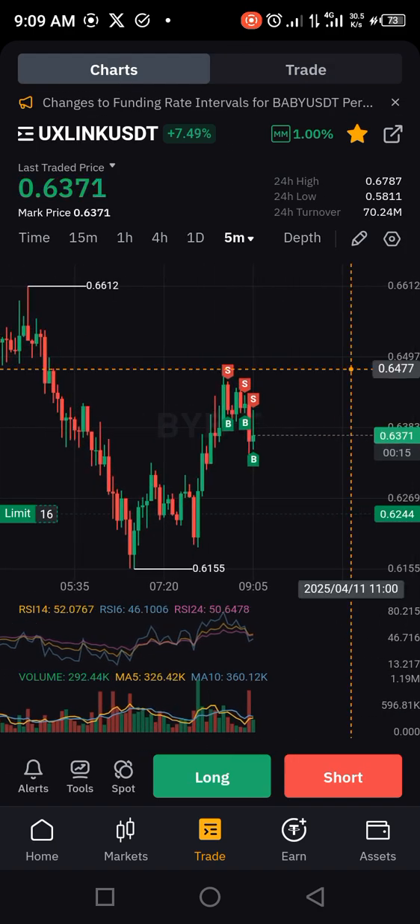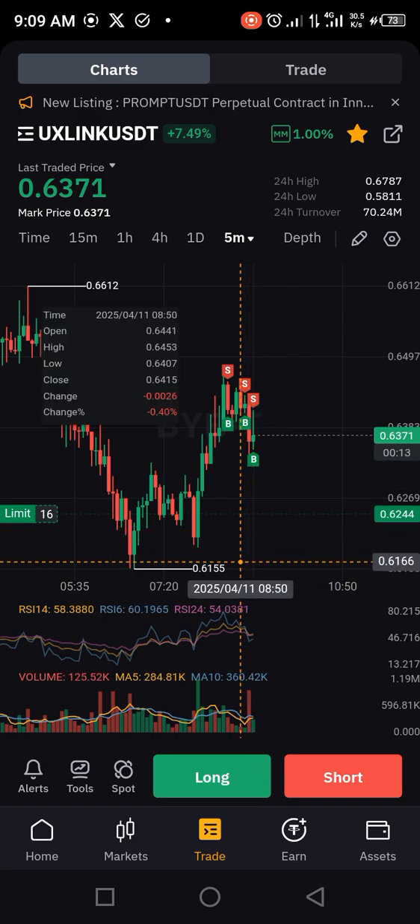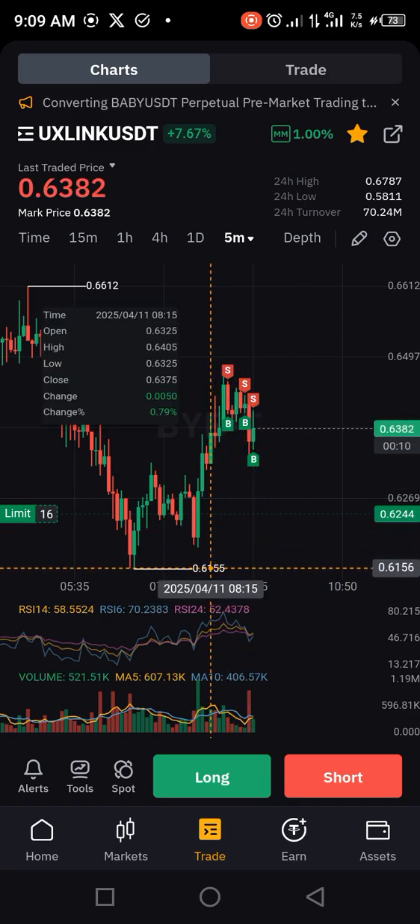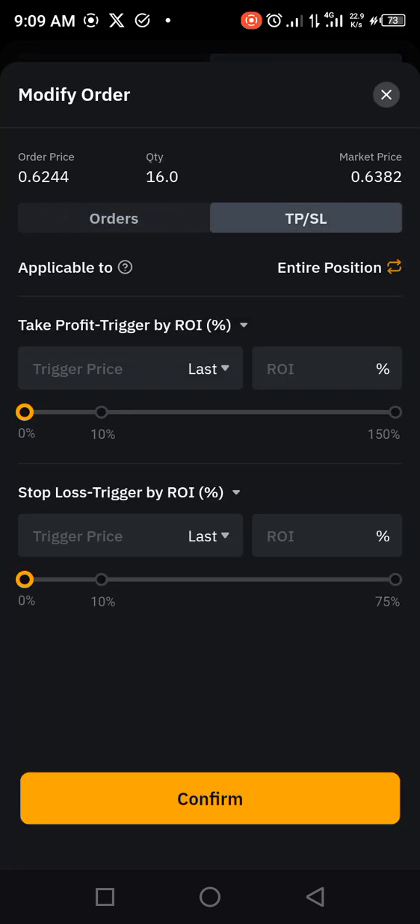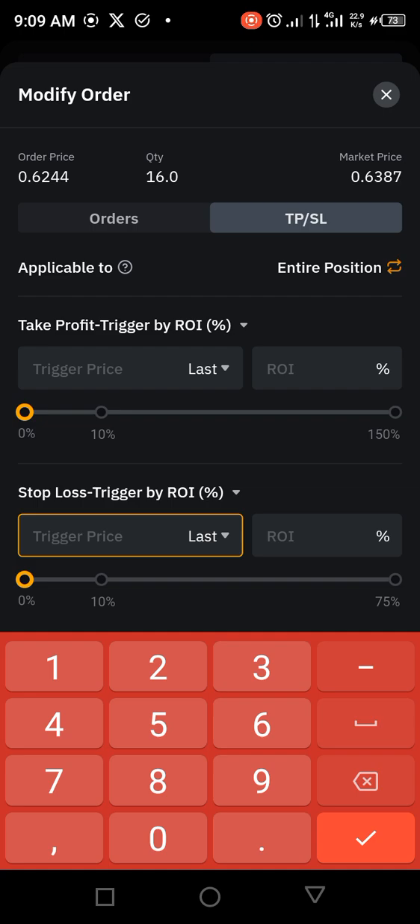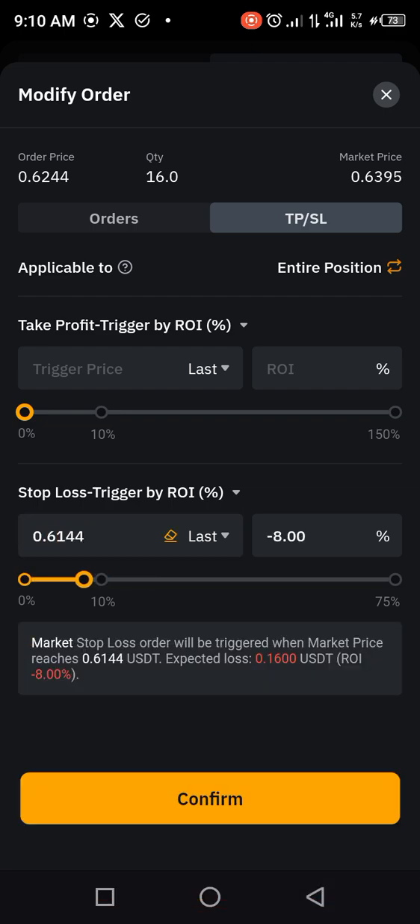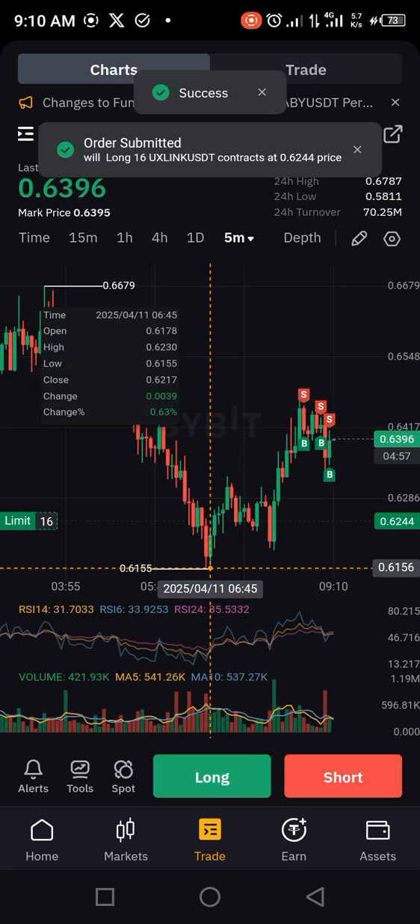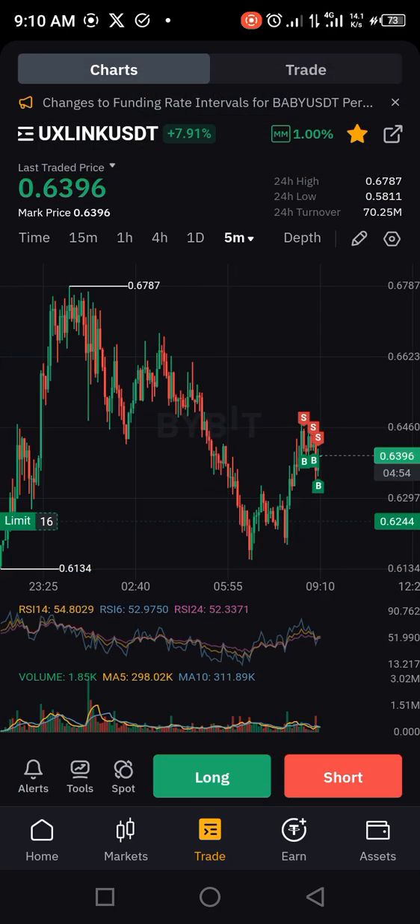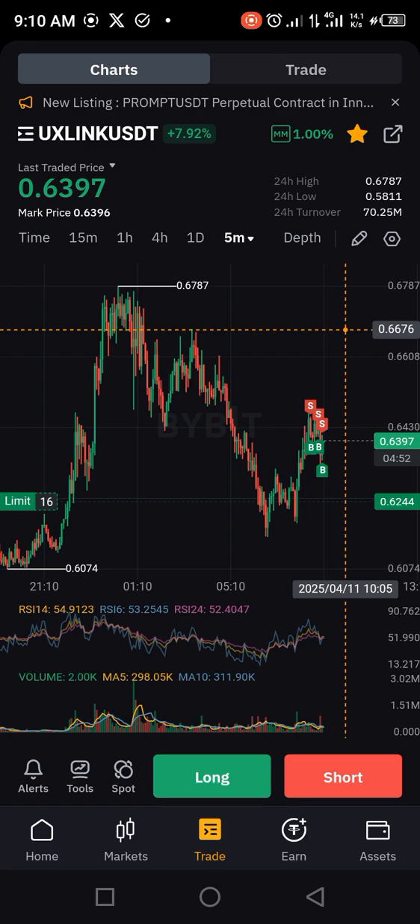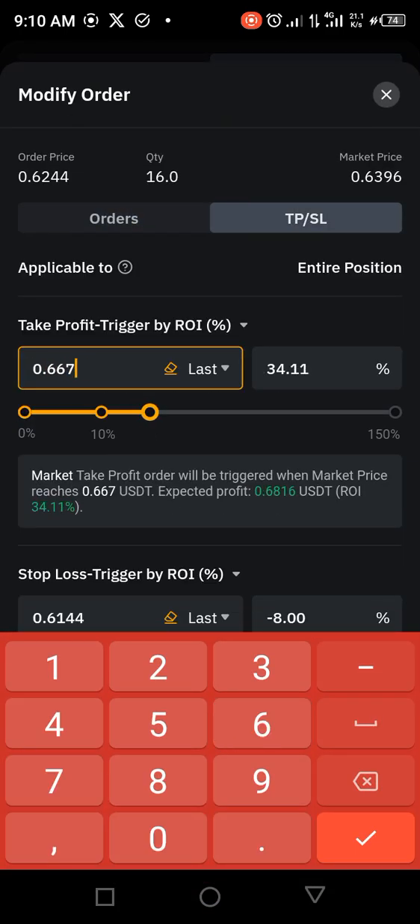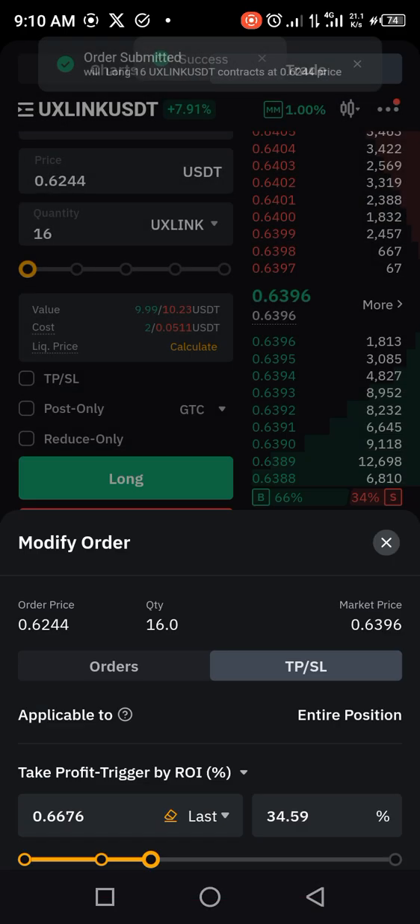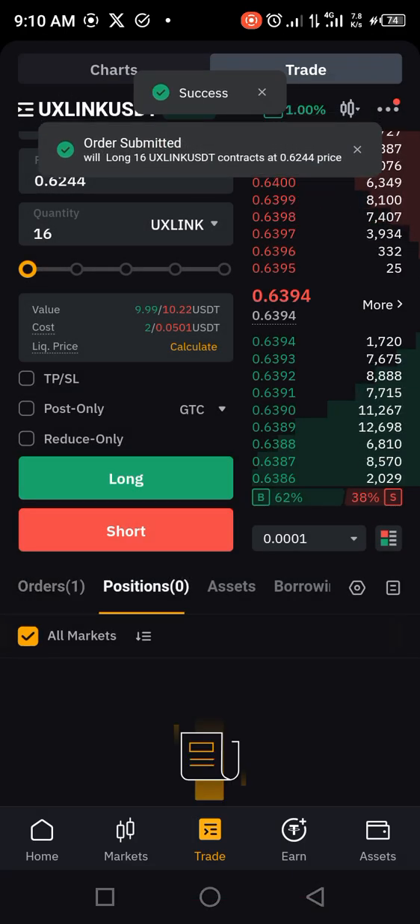Now this is how you now set your stop loss. Probably you set your stop loss probably around this 0.6156, right? According to what the signal provider has given you, or the area you want to put your own stop loss, 0.6144. You set it, then you put your take profit probably at this high right here, 0.6676. Confirm.